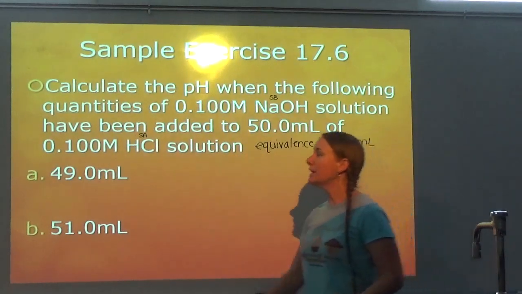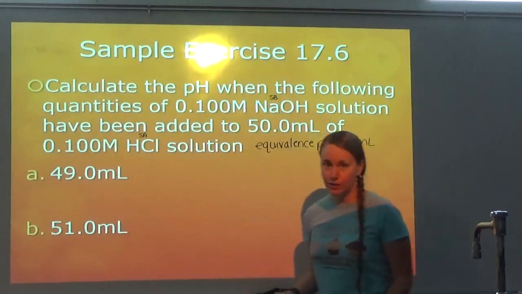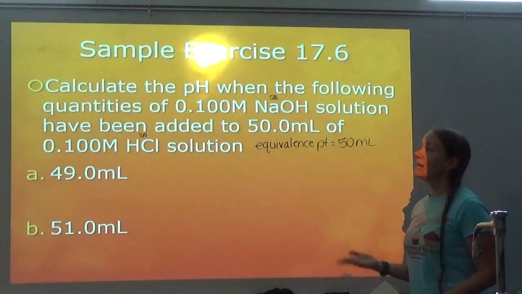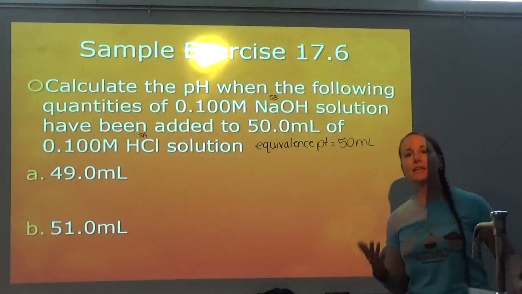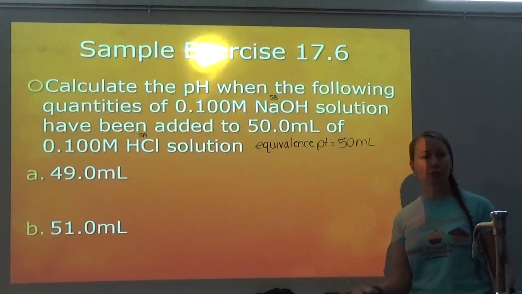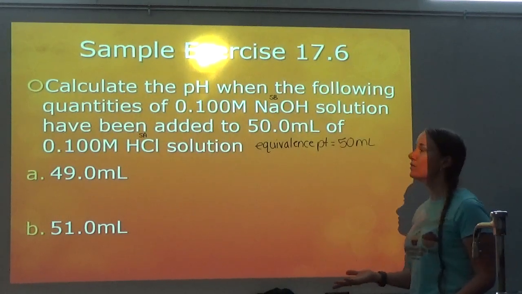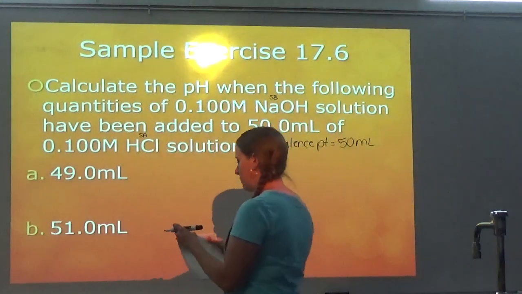So in other words, what they've asked me is right before the equivalence point and right after the equivalence point. So what I need to do is figure out what has reacted and how much excess acid or base I have. Once I know that, because it's strong, I can just use my pH formulas to calculate pH. All right, so let's start with our 49 milliliters.